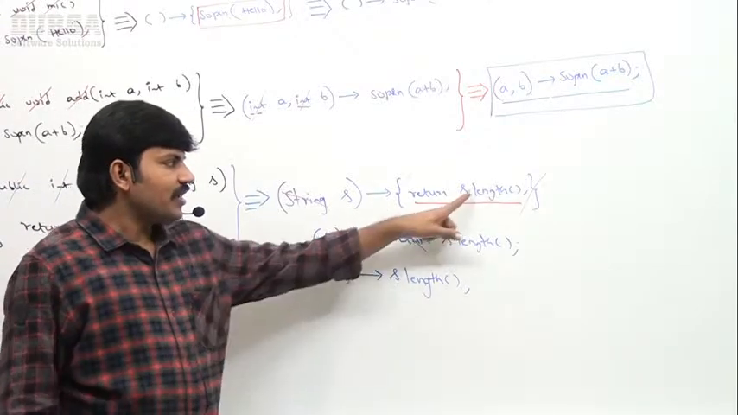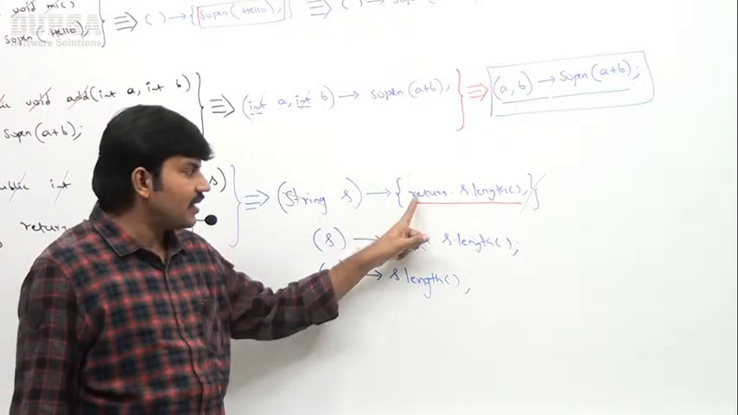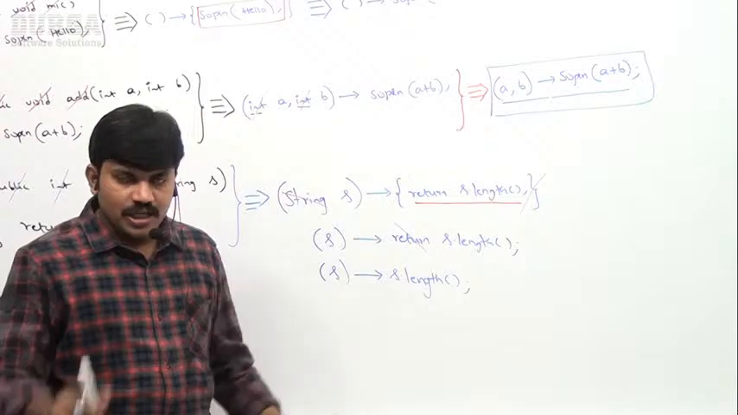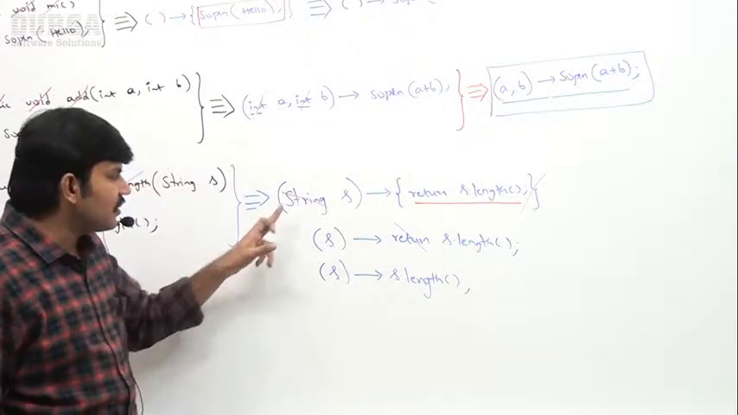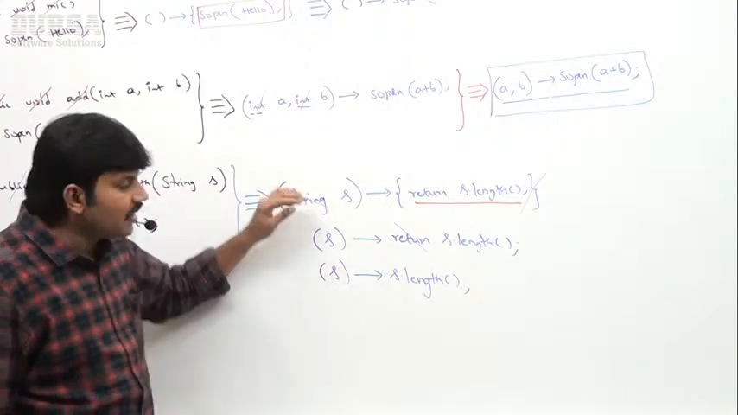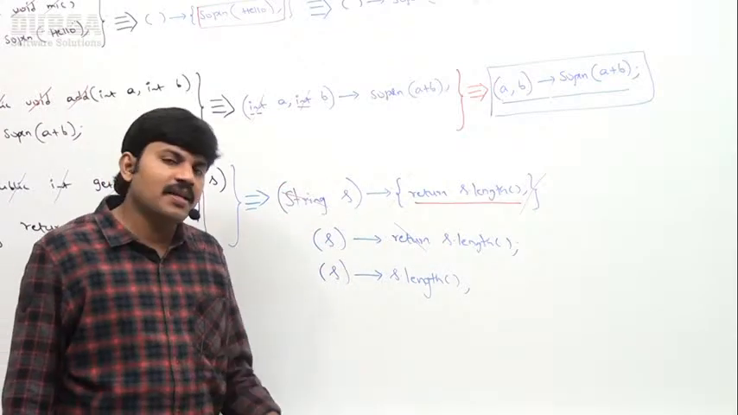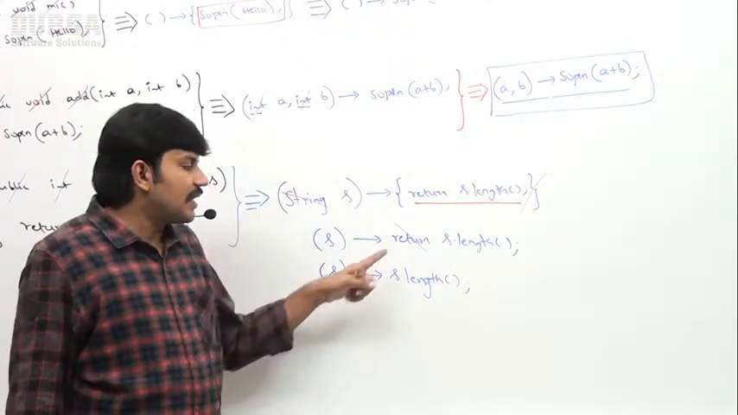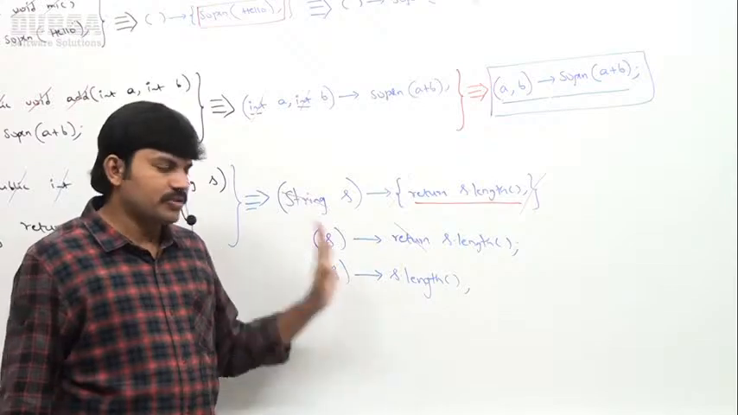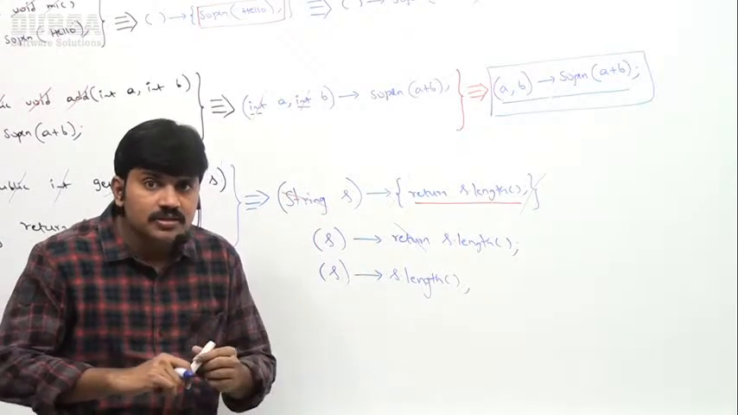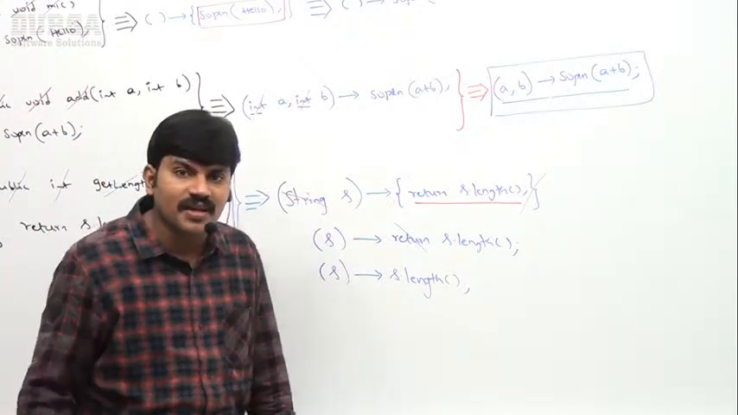Sir, take very special care. If the body contains only one statement, I can remove curly braces. If the compiler guesses the type based on the context, I can remove the type also. If you are returning something, the compiler is able to guess automatically. The return we are not required to use. Up to this is clear, right? Still some more simplification I want to do, sir.